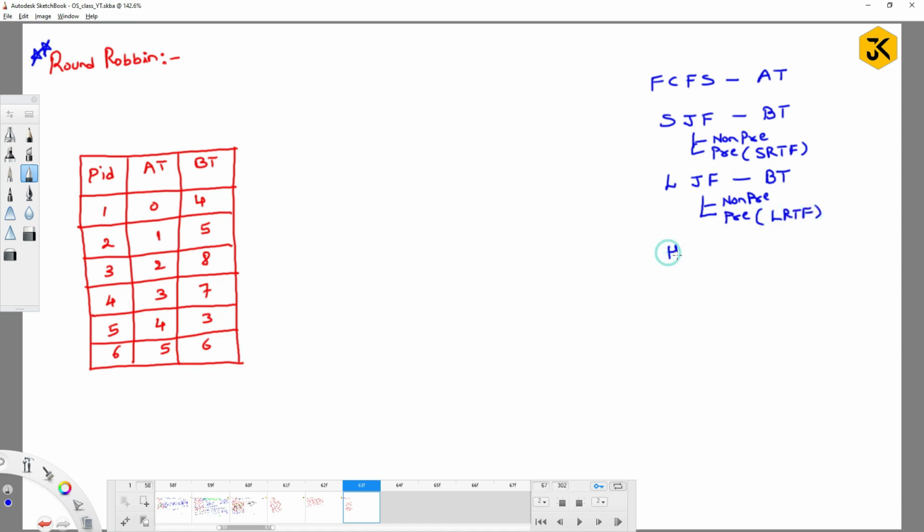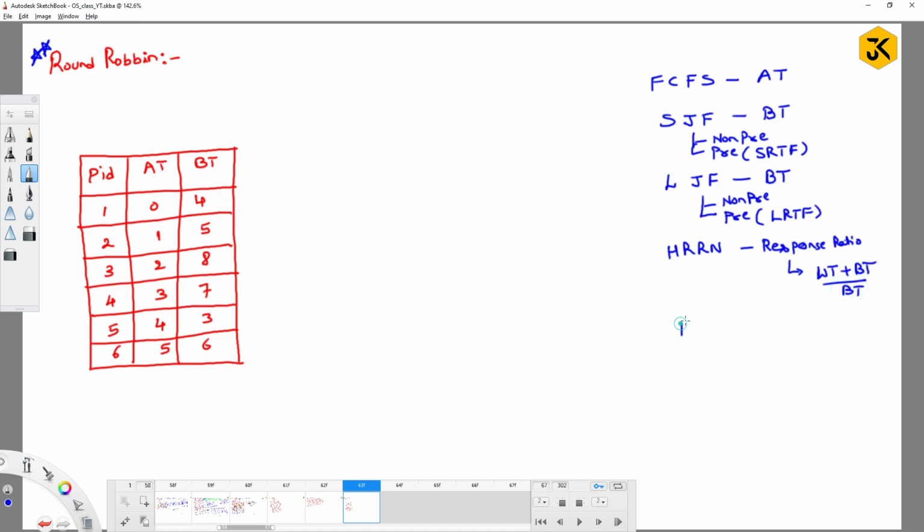Next we discussed HRRN, highest response ratio next. The criterion for selecting a process is the response ratio, meaning in order to give a chance to processes that have waited longer, the response ratio is calculated as the waiting time of the process so far divided by the burst time of the process.